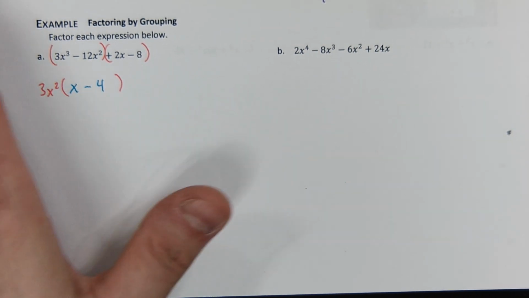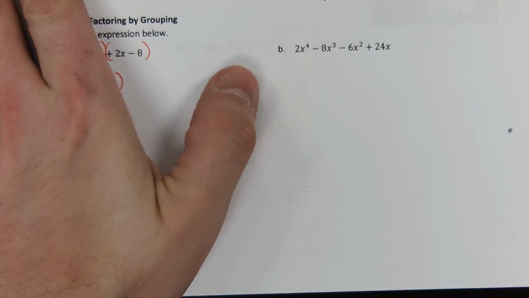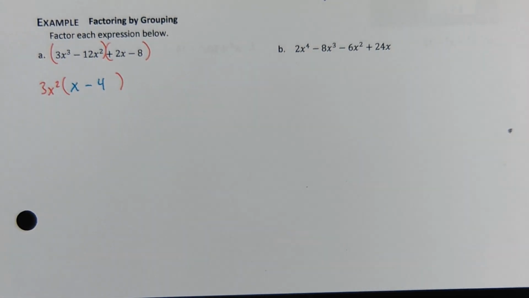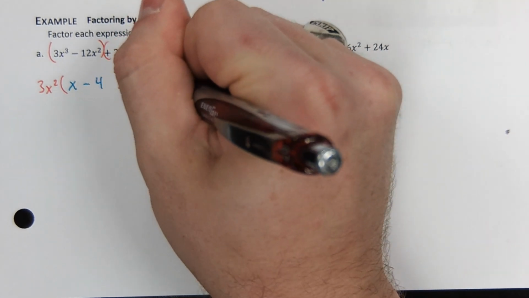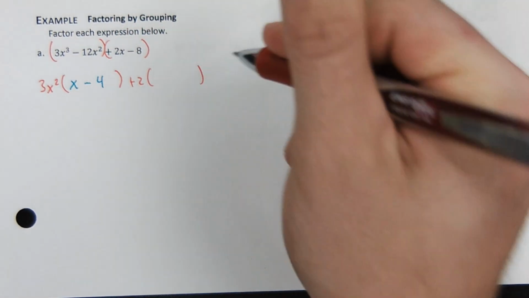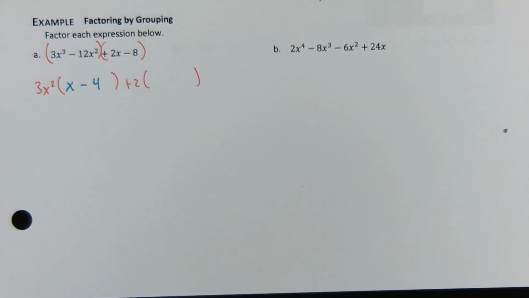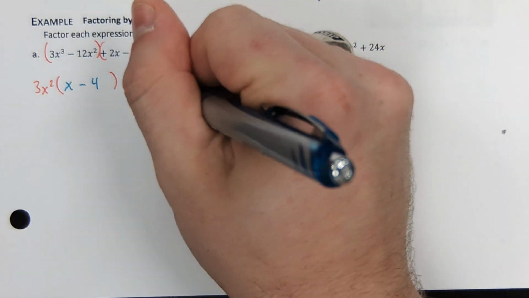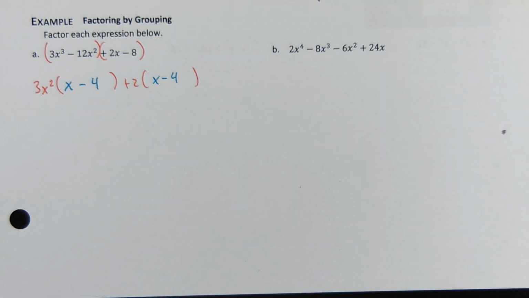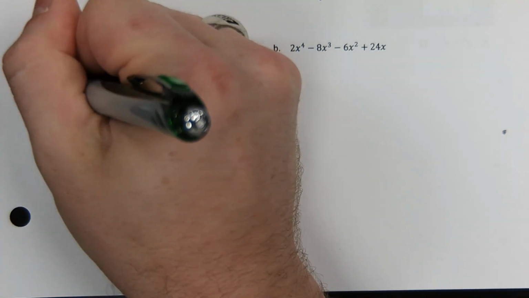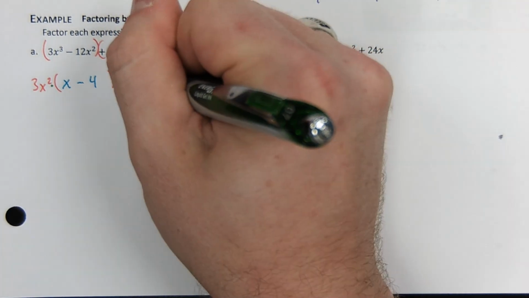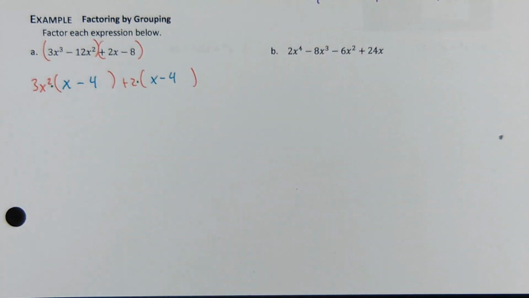Now we'll look to the second group. And I'll ask you, what is the GCF of that group? 2. All right. Positive 2. Undistributing a 2, which is factoring, which is a form of division, dividing both these things by 2, gets me x minus 4. This can be considered one object held together with multiplication. This can be considered one object held together with multiplication.